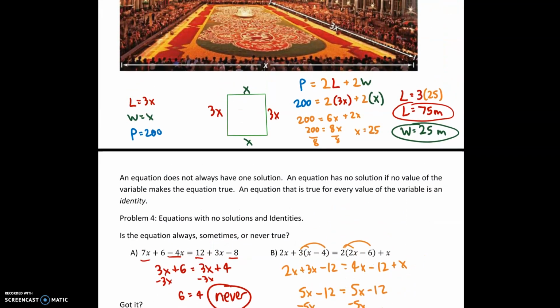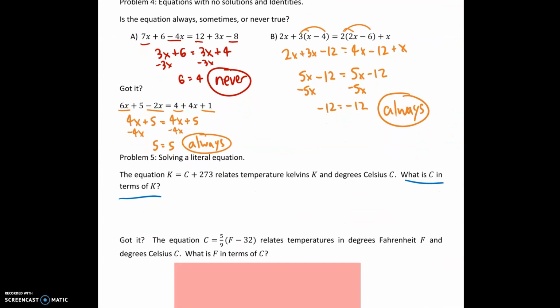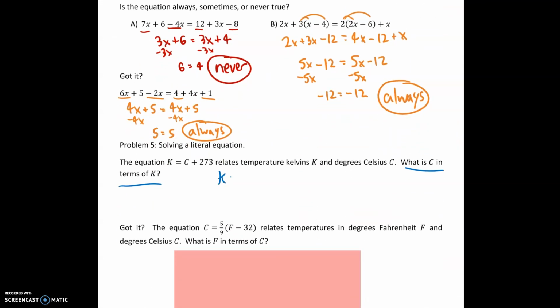Unlike our questions from before where I just had a definite answer, like x is going to be equal to 25, in this case, we take that equation, k equals c plus 273. If I want to find c, that means I still want to isolate it. So let's use our inverse operations, take away 273 from both sides. I get that c is equal to k minus 273.